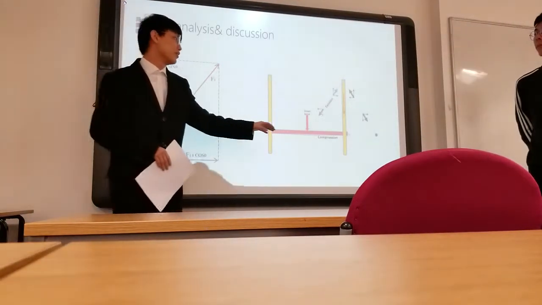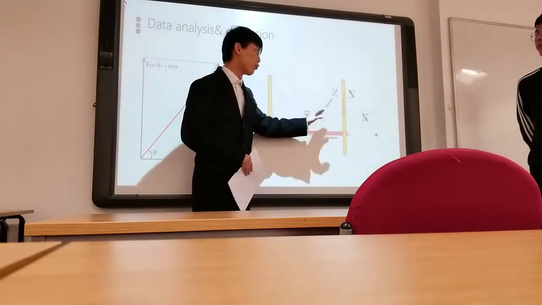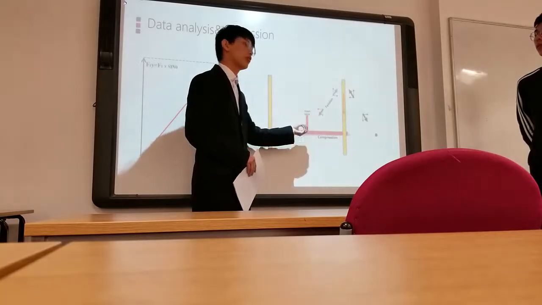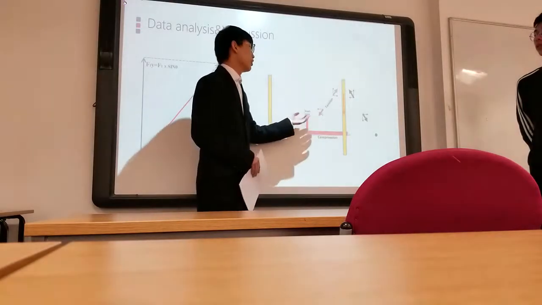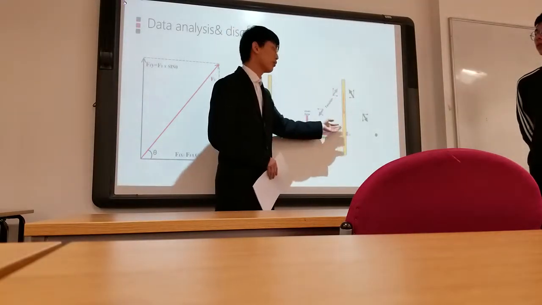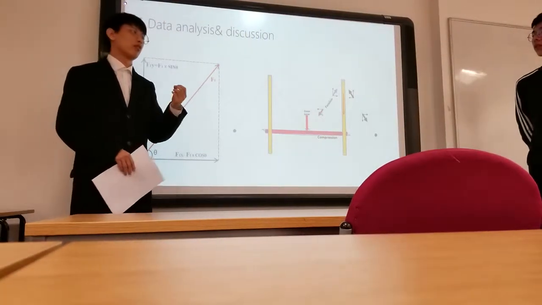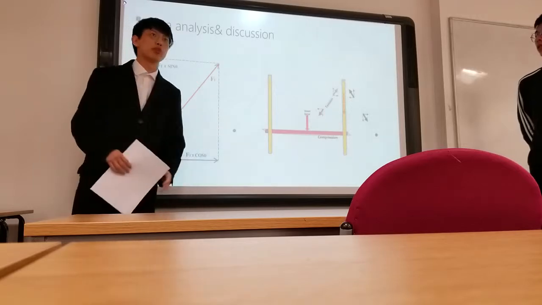So the thread will transfer a part of the downforce, or a part of the weight, to the bridge tower. So that's why the suspension bridge can load more weight than the beam bridge.